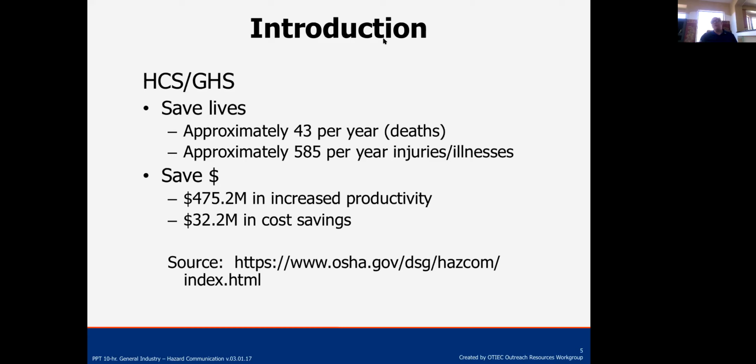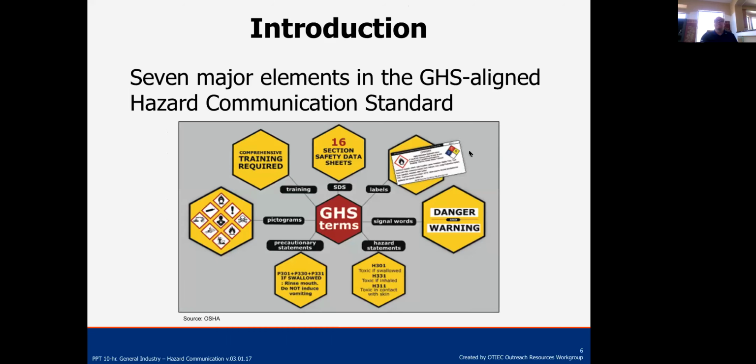If you want more information, more statistics, there's a good website for you to go to. All of this information is readily available. There are 7 major elements in the GHS aligned hazard communication standards. We're going to talk about all of these very briefly. Again, the most important thing is the safety data sheets on any chemical that comes on property. You'll just insert that in your folder, label it, log it, and you're good.